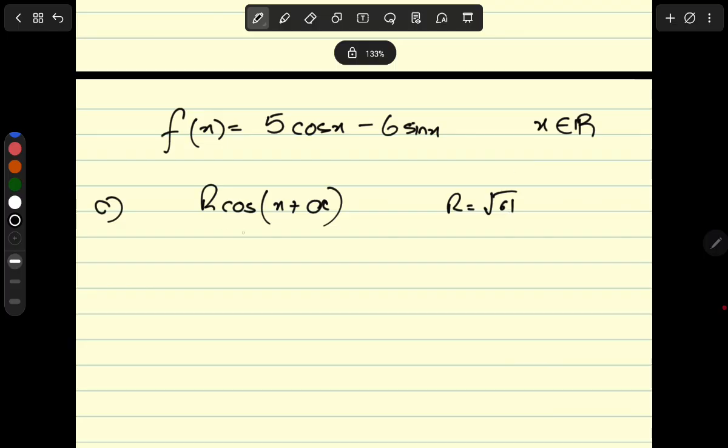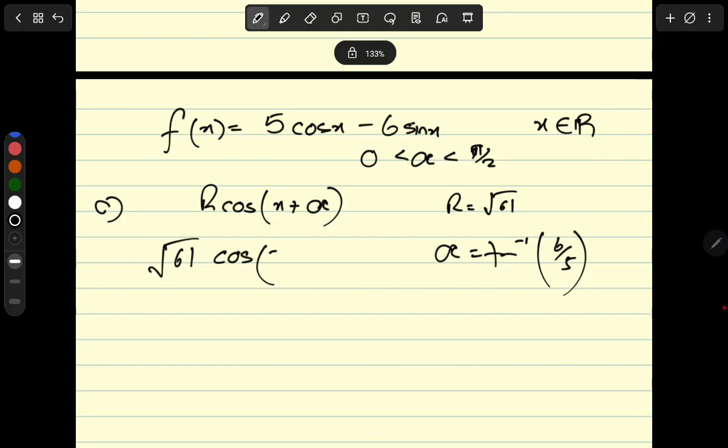And we are also given that alpha is acute. It lies between 0 and pi by 2. Of course, it can't be 0 and it can't be pi by 2, so it's a strict inequality. So alpha is going to be equal to tan inverse of 6 upon 5, and put your calculator in radians mode, and you are going to get 0.876. So this is the final answer.